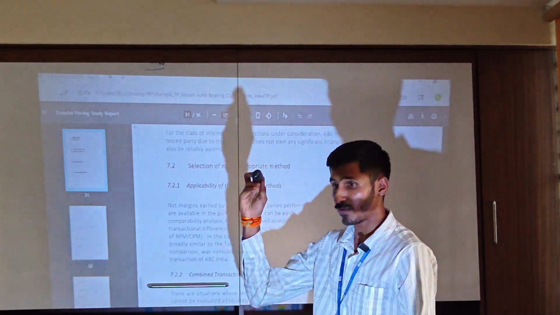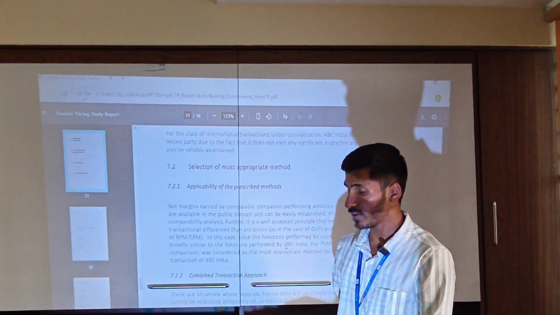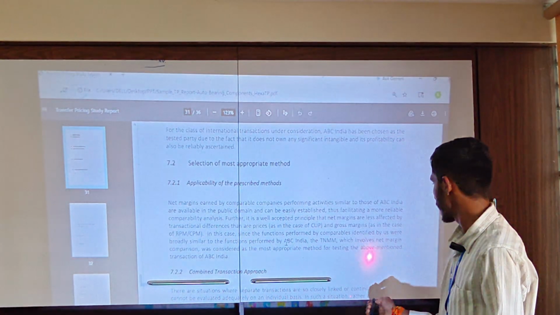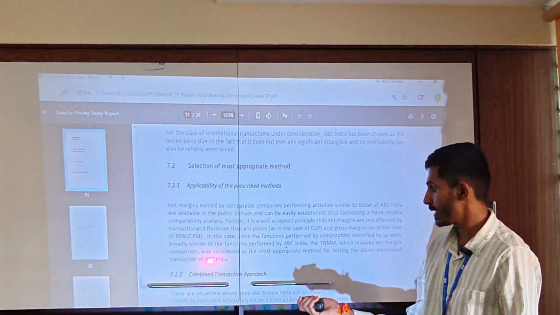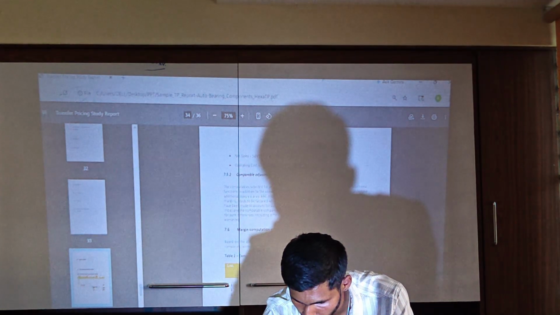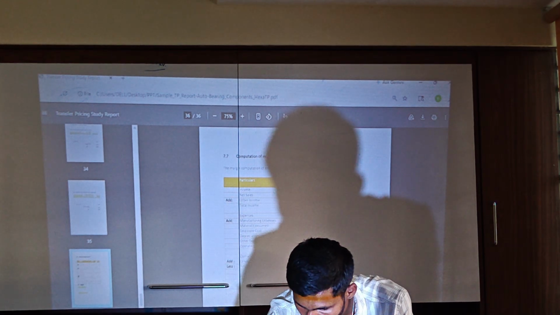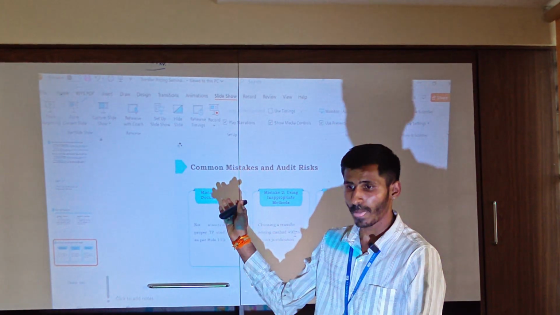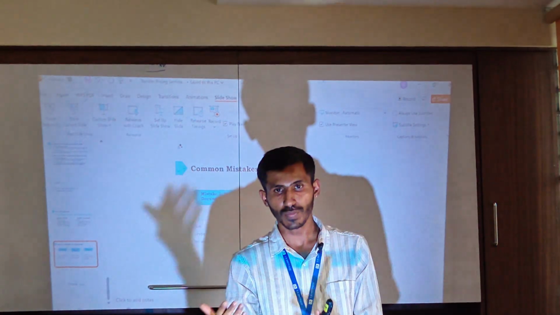So we have to justify. First we will give all five methods and state why each is not an appropriate method to select. Then we will state the method we have selected, PLI, as the most appropriate method for testing the above mentioned transactions of ABC Limited. It depends on the industry, the business and the transaction data of ABC Limited. And we shall give the computation of margin, the transfer pricing methods, compliance and non-compliance, penalty for non-compliance, and the documents you should maintain.